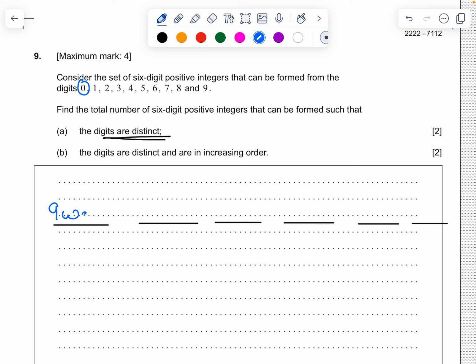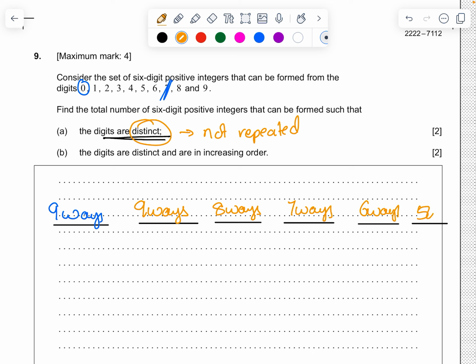So it can be filled in 9 ways. For example, any one of the digits is used up. So for the second digit, again I can fill it in 9 ways. Now the third digit can be filled in 8 ways. It keeps on decreasing. One digit is getting used up because the digits are distinct. What is the meaning of distinct? Not repeated. So next one will be 7 ways, then 6 ways and 5 ways.